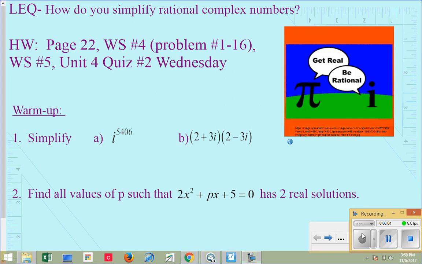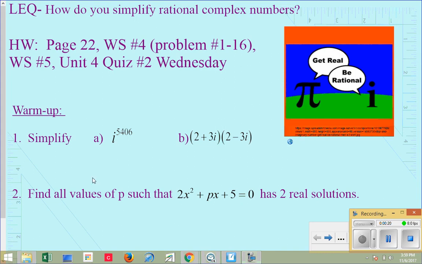Today is day 10 of Unit 4. We started today with a ticket in the door, so if you were absent, please make sure you make that up. And then we did a warm-up. So pause the video, try the warm-up, and then play to check your answers.